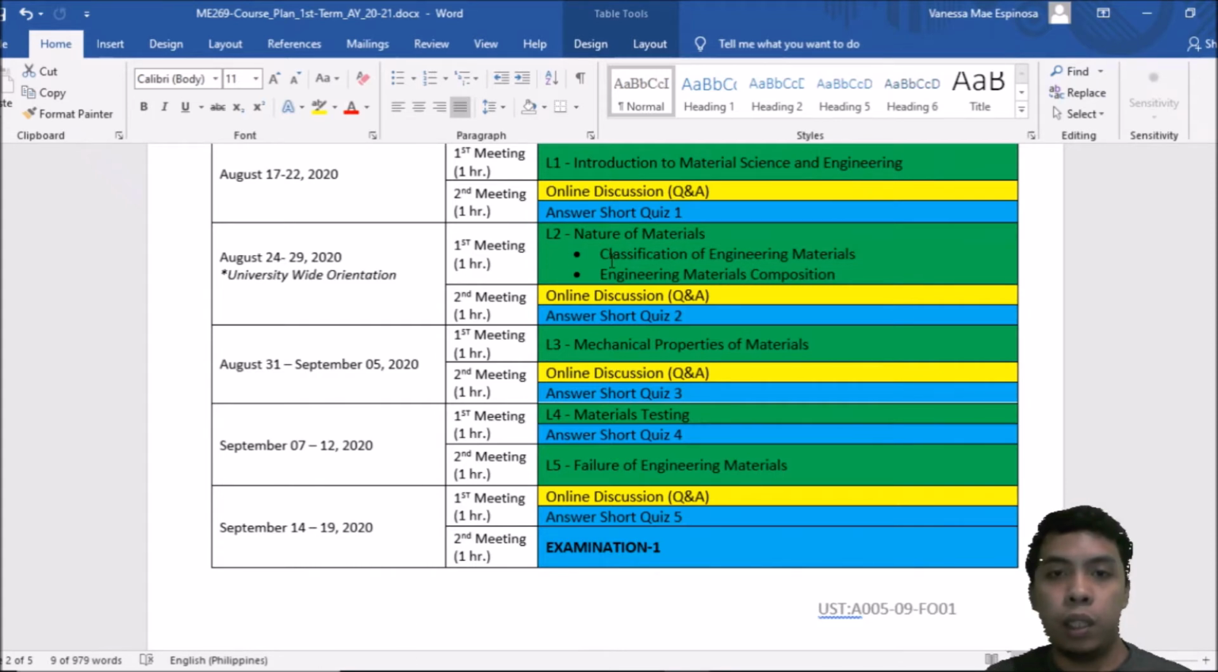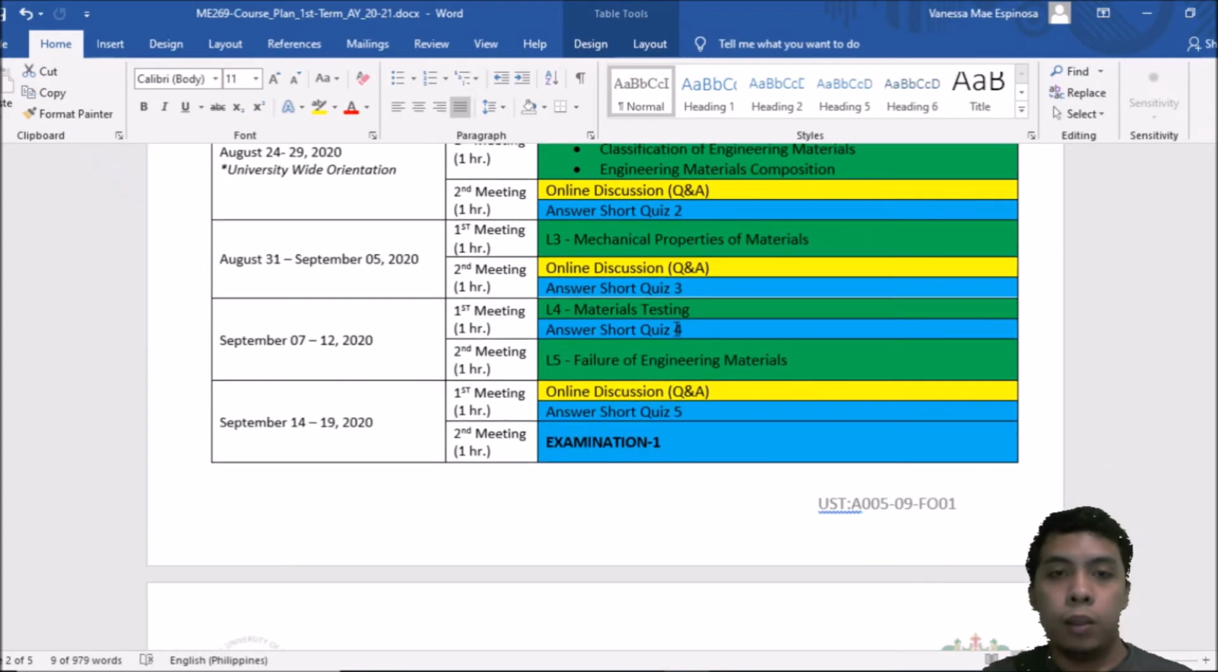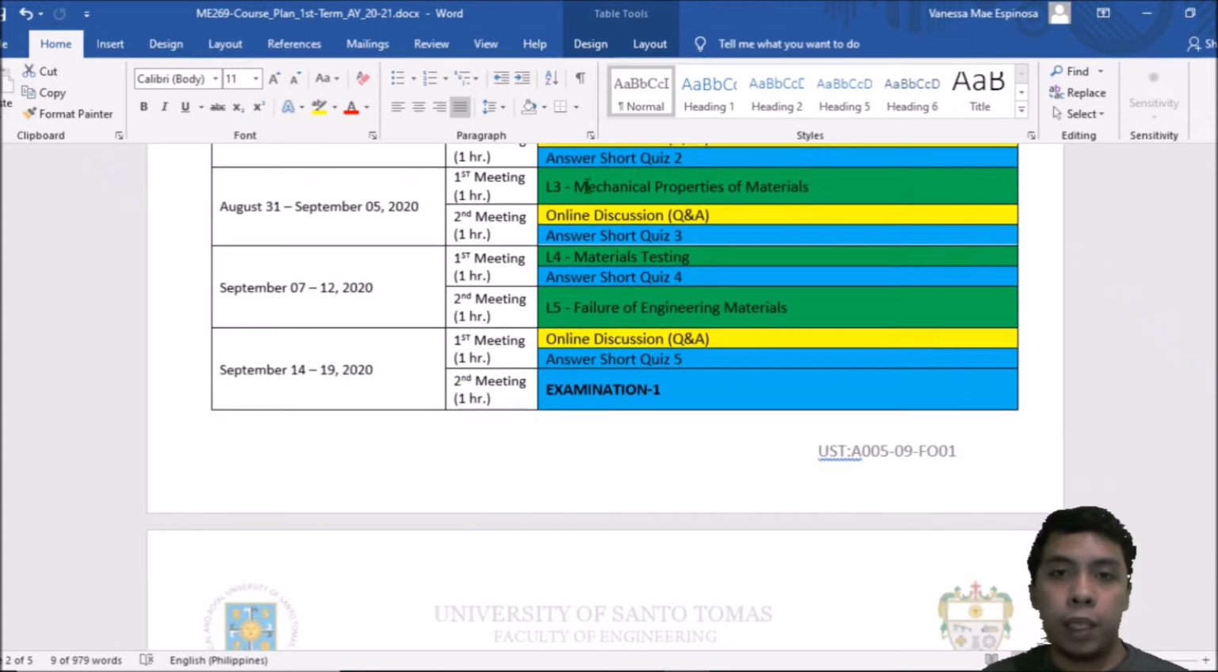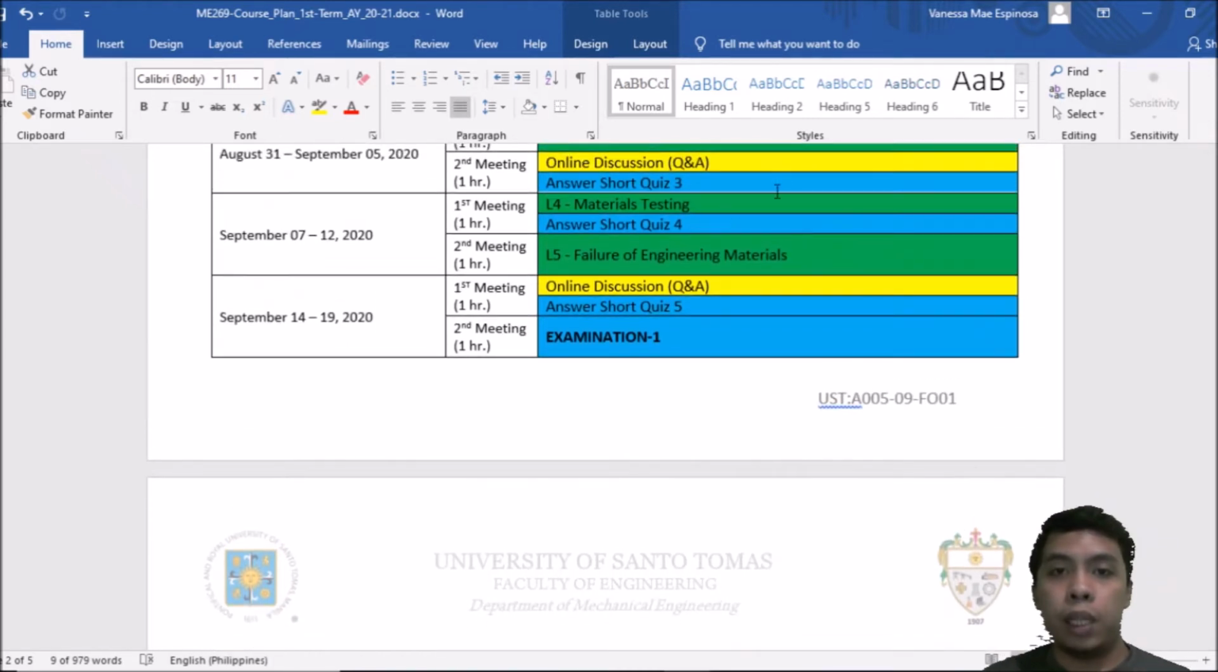Lesson 2 is the nature of materials, wherein in this lesson, nakalagay dito yung classification of engineering materials and its compositions. For lesson 3 naman, mechanical properties of material. So sa mechanical properties of material, merong konting background dito sa mechanics of deformable bodies. Okay? Next, L4, material testing.